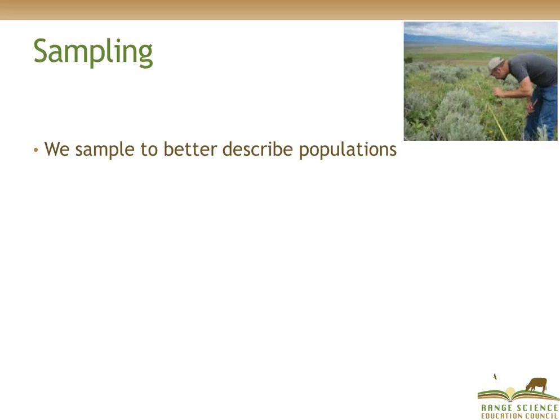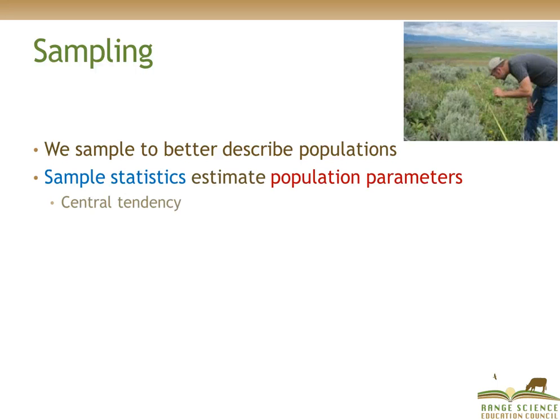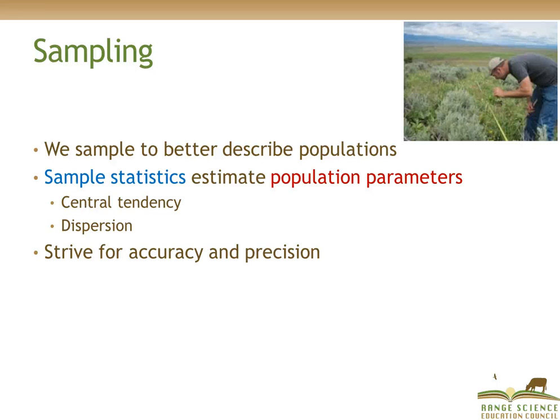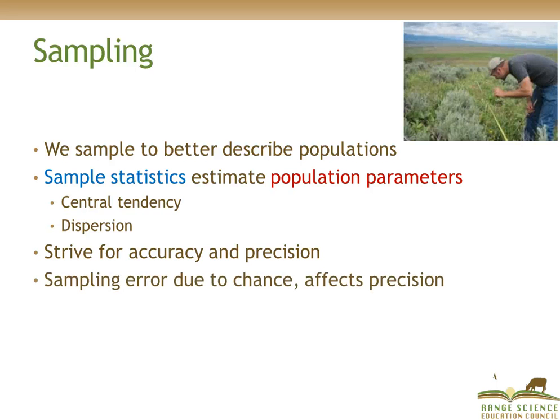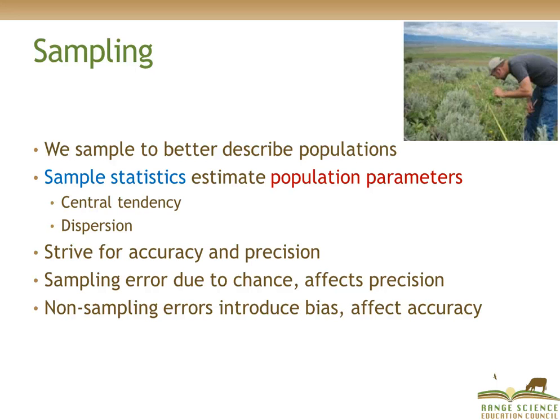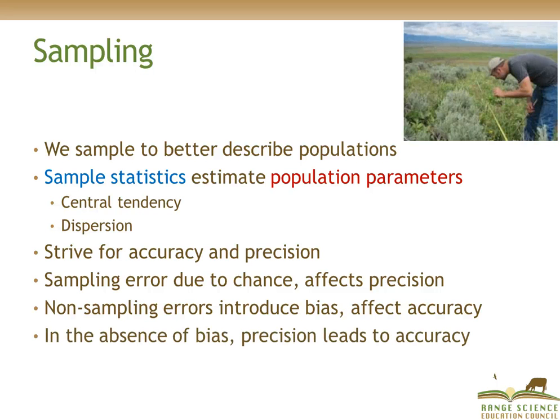So to review, we sample in order to better describe populations. Sample statistics are used to estimate population parameters, and these statistics and parameters that are most commonly reported reflect central tendency and dispersion or variability. In our sampling, we strive for accuracy and precision. Sampling error is due to chance and affects precision, whereas non-sampling error introduces bias and affects accuracy. In the absence of bias, precision leads to accuracy.